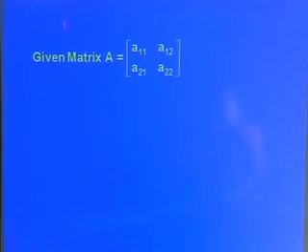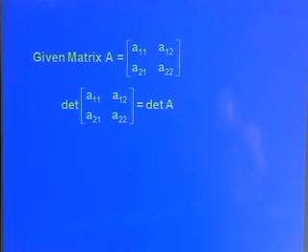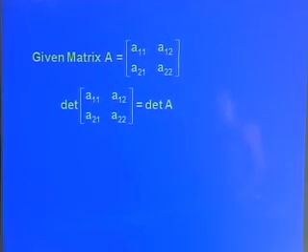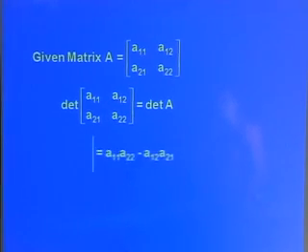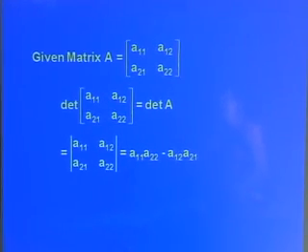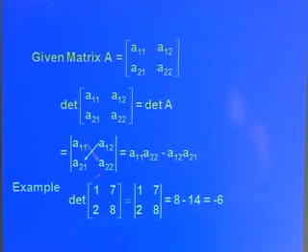Now, given this matrix A as a11 a12 in the first row and a21 a22 in the second row, one can define the determinant of the matrix, which we denote by det A, as a11 a22 minus a12 a21. This is a11 a22 the first term and a12 a21 the second term with a minus sign in between. For example, if I am given the matrix 1 7, 2 8, then its determinant can be computed as 1 into 8 is 8, minus 7 into 2 is 14, and the result is minus 6.